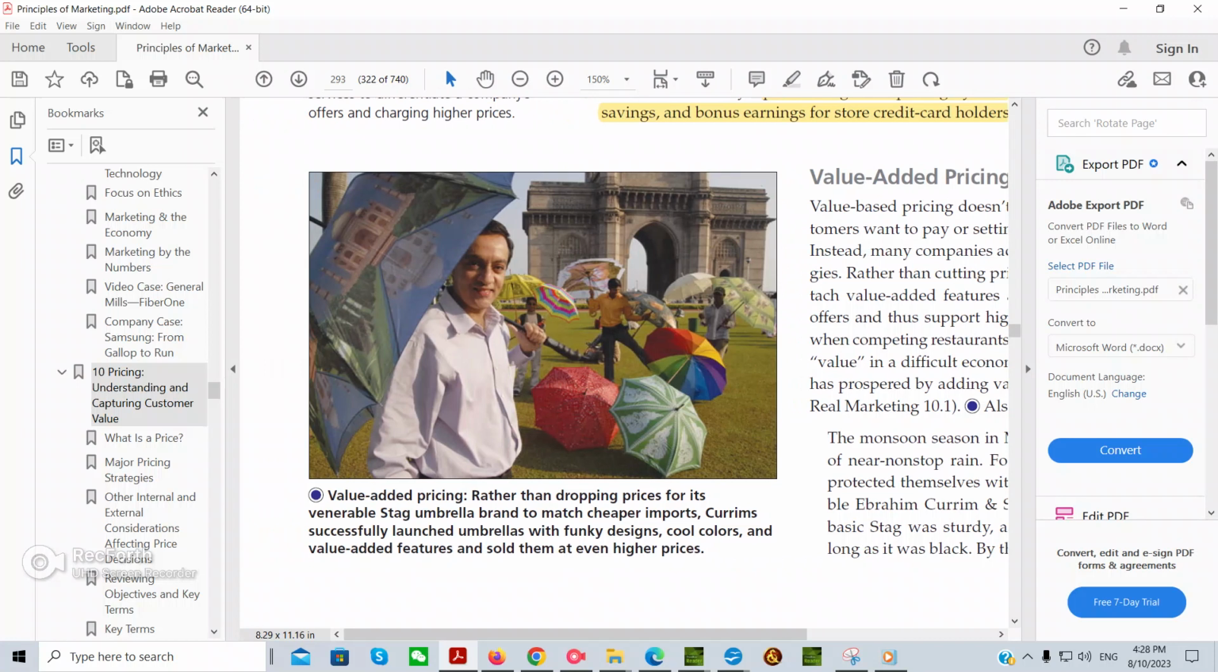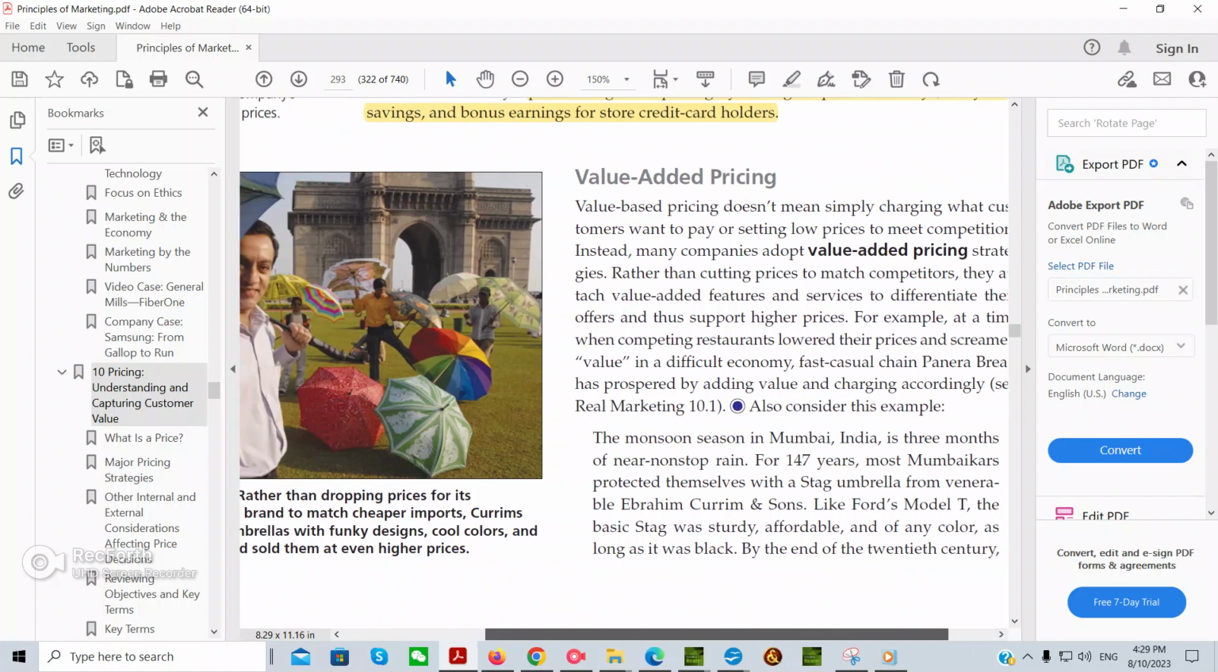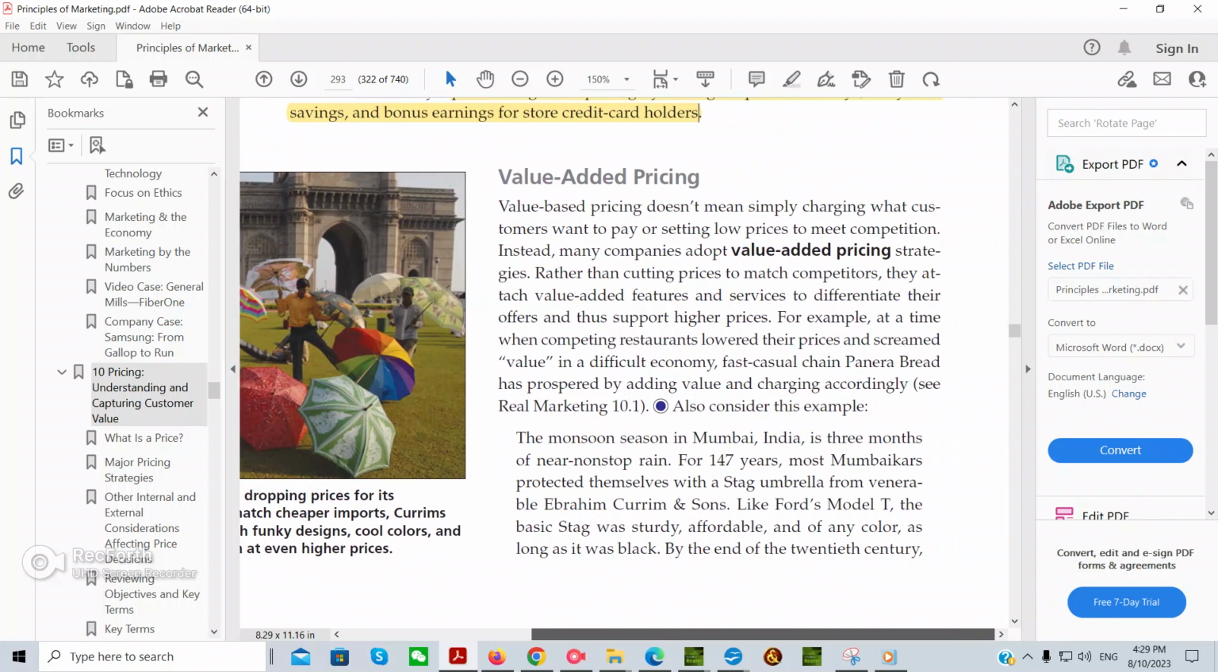Now, let's talk about value-added pricing. For value-added pricing, rather than dropping its prices for its venerable Stag umbrella brand to match much cheaper imports, Purim's successfully launched umbrellas with funky designs, cool colors, and value-added features, and sold them at even higher prices. Well, let's see how they did it. Let's talk about that.